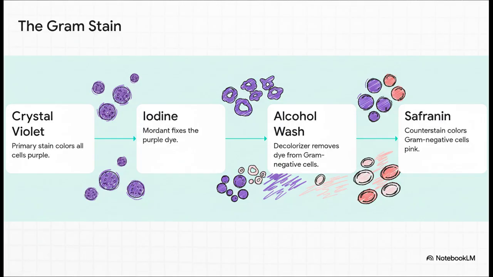Now, the most famous staining procedure of all is probably the Gram stain. It's what we call a differential stain, which means it actually separates bacteria into two huge groups. So first, all the cells get stained purple with crystal violet. Then, iodine is added to make that dye clump up into a big complex. But here's the key step, the alcohol wash. It completely washes the purple dye out of one group of bacteria, the gram-negatives, but not the other, the gram-positives. Finally, you add a red counterstain, called safranin, to color the now clear gram-negative cells.